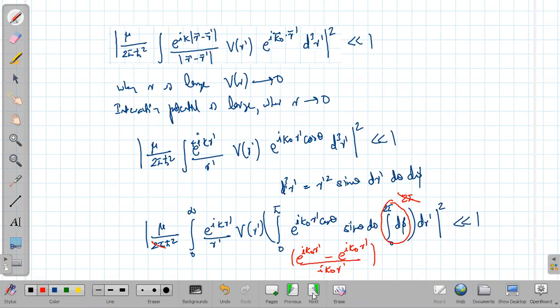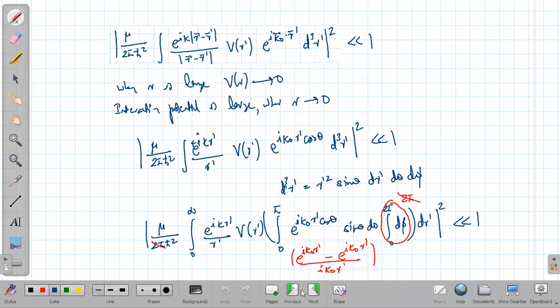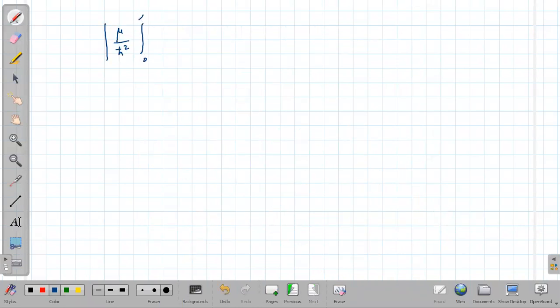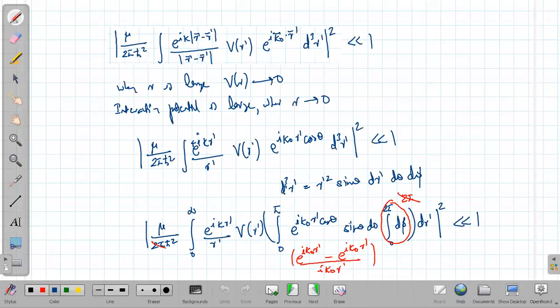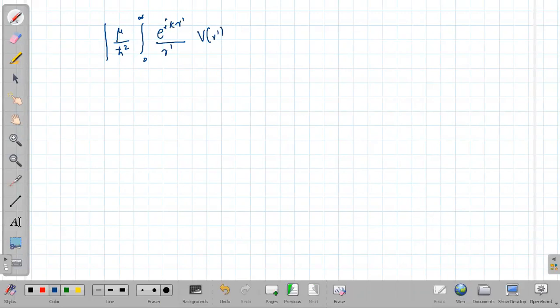Okay, so the next step, we can write this equal to modulus of mu by h cut square, because this 2 pi cancelled, then integral 0 to infinity e raised to i k r prime divided by r prime, then V of r prime, e raised to i k0 r prime minus e raised to minus i k0 r prime divided by i k0 r prime square dr prime.